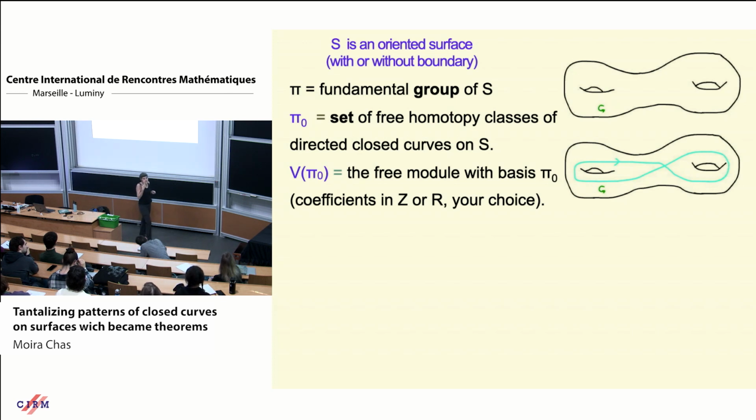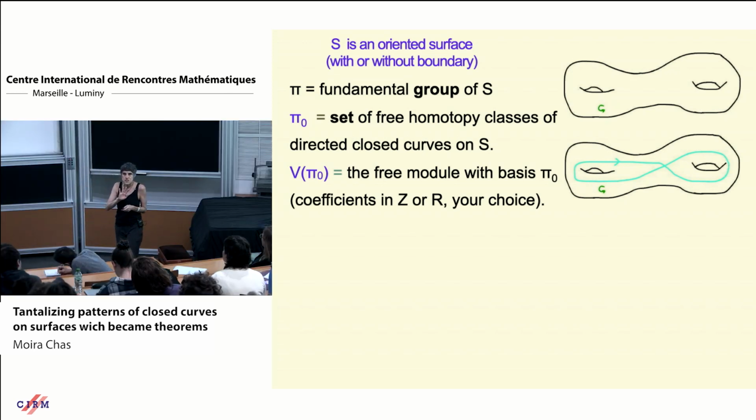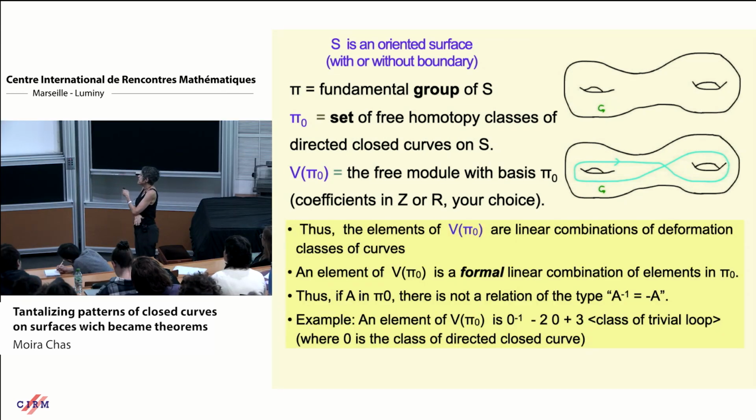And I'm going to look at linear combinations of this set of free homotopy classes. These are just formal, finite linear combinations. And for instance, if you look at something like here, which is a curve, the inverse of a curve plus 2 times the inverse of a class, minus 2 times a class, plus 3 times the trivial loop, this is an element of my vector space. And the inverse doesn't cancel with the non-inverse.